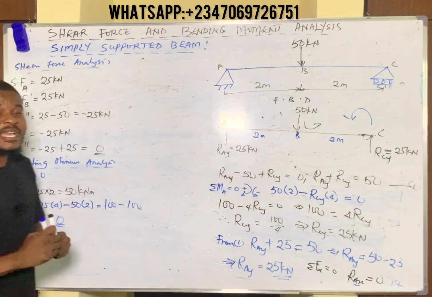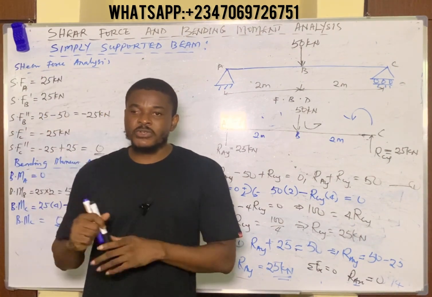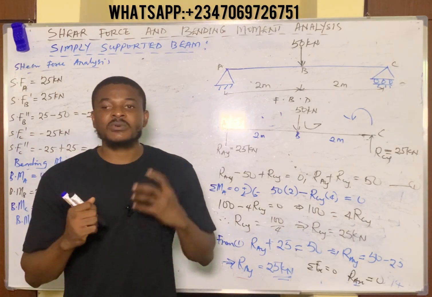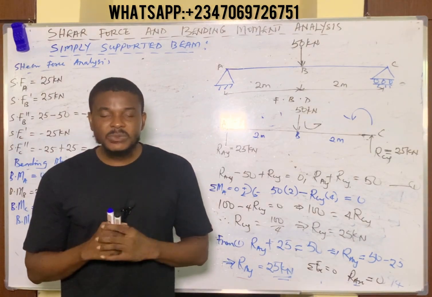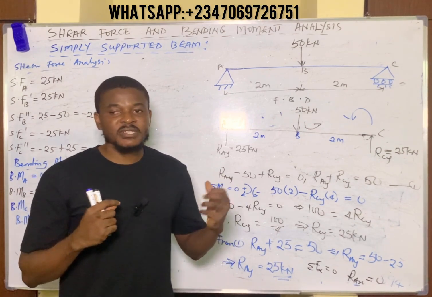Again, at the end of every moment analysis, the result is always going to be 0, which shows that the beam is under what? Static equilibrium. Okay, now we are done with our analysis. The next thing to do is to plot the diagram.